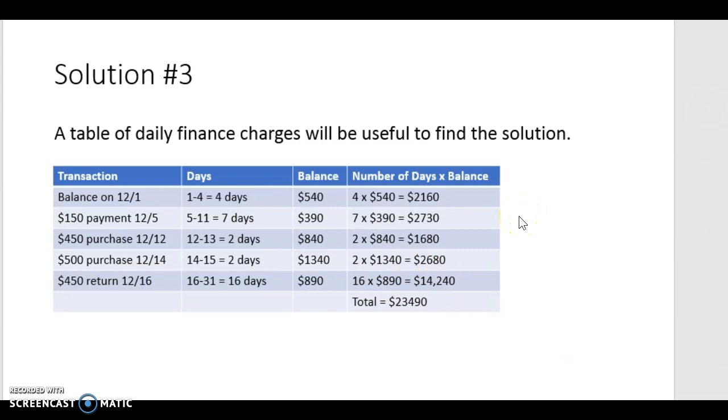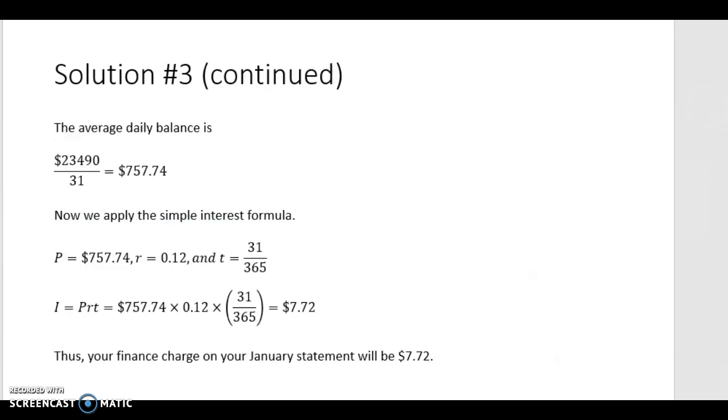So in order to find the average daily balance, you're basically adding up all 31 of those days, which is this, and then we're going to end up dividing by 31. So you divide that by 31 and you get an average daily balance of $757.74. And then we're going to apply that simple interest formula. So P, that's $757.74. Our rate is 12%. Our T is 31 over 365. Multiply those together, and $7.72. That's the finance charge for December.